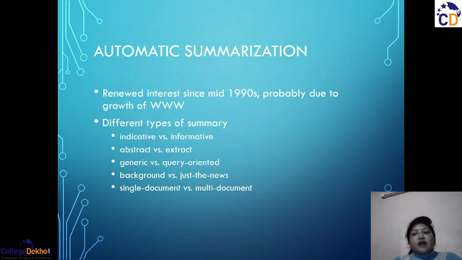It may be abstract based, it may be extract based. That depends on which type of summary you need. So there are different types of summaries. If you have data sets that are related to some numeric values: indicative versus informative, abstract based, extract based, generic based, query generated, background based, just the news, single document based, multiple documents. So these are the types of summary you can select. Whatever type of summary you want, the system is going to provide that type of summary. So it's really a helpful tool when we are using such kind of application.